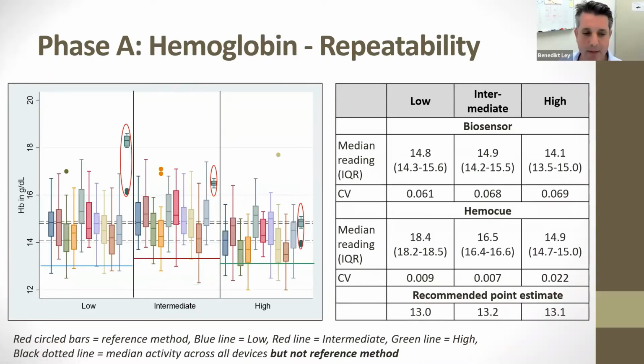We repeated the same analysis for the HB readings. Here, the manufacturer, ACS, of the controls does not provide a reference range, but rather a point estimate, indicated by the blue, red, and green horizontal lines. Neither the HemoQ results, indicated by the circled bars, nor the biosensor measured the same HB concentration. The black dotted lines represent the median HB reading across all 10 machines. Overall, the biosensor readings were closer to the suggested point estimate compared to the HemoQ. However, in all cases, the HemoQ showed a better precision than the biosensor.